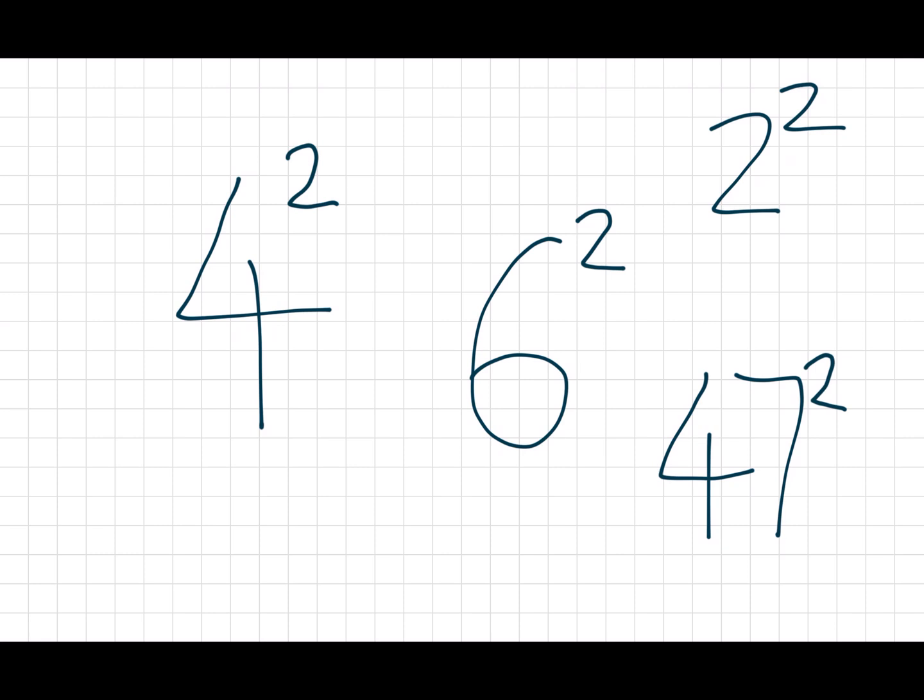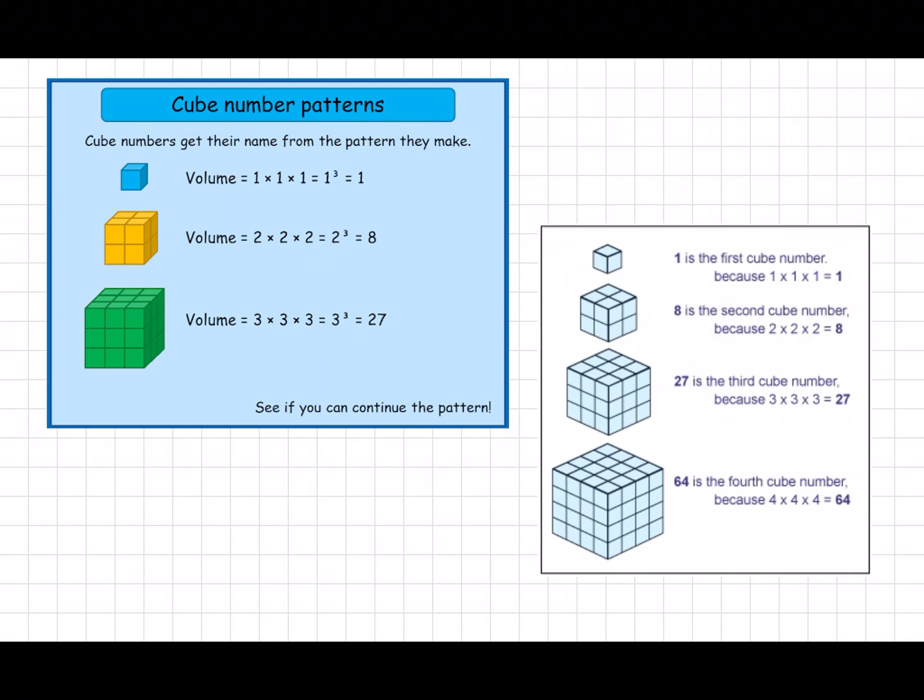Okay, so we're now going to move on to cube numbers. Cube numbers are similar to square numbers, but instead of timesing by itself, you times by itself and then you times by itself again. So this time rather than working in 2 dimensions, you're actually working into a 3rd dimension. And that makes your cube number.